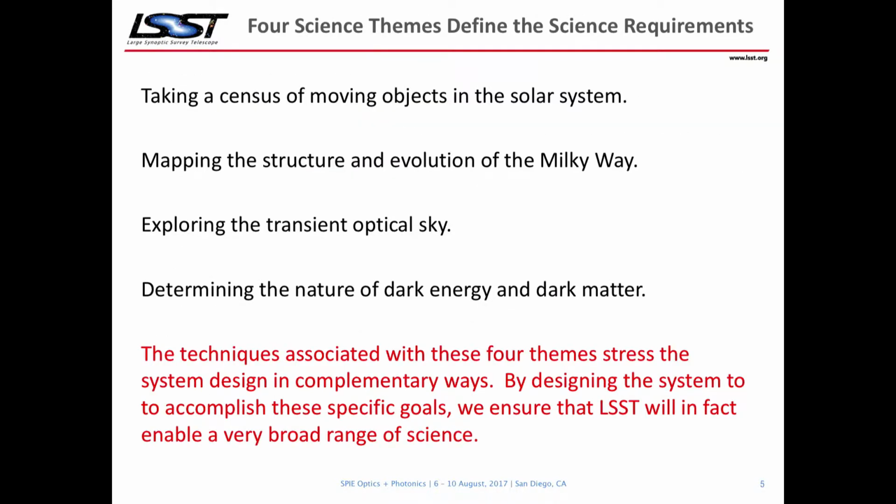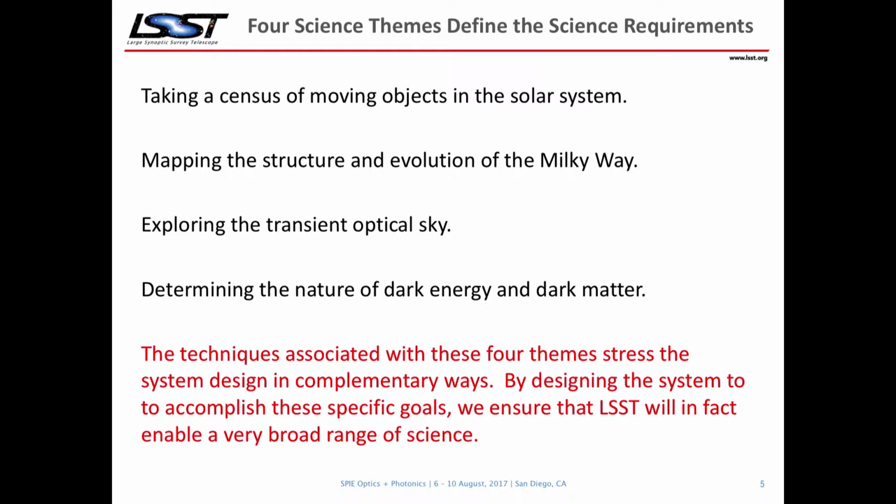So, as I mentioned earlier, the science from a capability like this is extremely broad. But we defined 4 science themes that allowed us to flow down the science requirements. Those were taking a census of moving objects in the solar system, mapping the structure and evolution of the Milky Way, exploring the transient optical sky, and determining the nature of dark matter and dark energy. The reason we chose these 4 is not because they are necessarily the most important scientific investigations you could carry out with LSST, but they stress the system in very different ways. And so by satisfying the needs of those 4 science disciplines, we could convince ourselves that we would develop a truly broad-based capability.